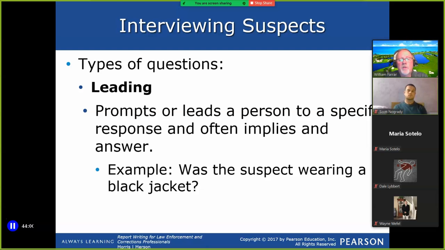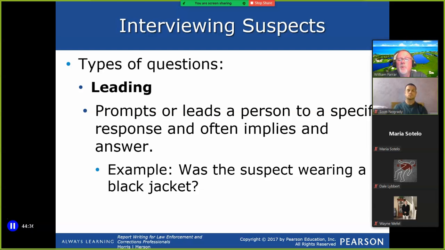And that's one of the really important factors when it comes to asking questions, is you don't want to lead somebody or give them the answer. A leading question is one that basically prompts a person to a specific response, and a lot of times it implies the answer. The example here is, was the suspect wearing a black jacket? Well, you're leading the person to say, sure, yes, they were wearing a black jacket, because you're telling them what the color is already.